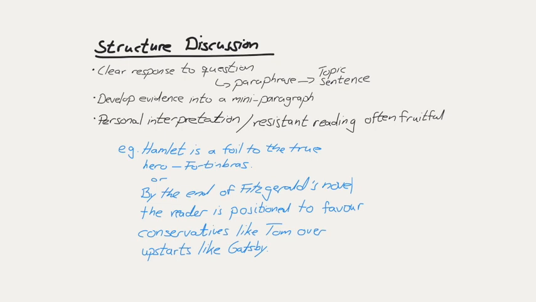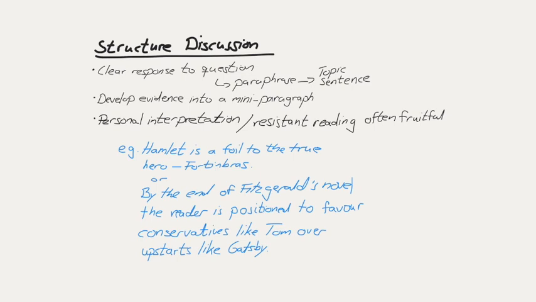It is important to have a personal interpretation, because if you look at the marking grid, you'll see that personal interpretation is important here. And it's often fruitful to have a kind of resistant reading here, so that you don't necessarily go for the mainstream ideas. But maybe, for instance, you could explore that Hamlet is a foil to the true hero of the play, Fortinbras, because that's unexpected, that's not the mainstream reading of the play, but it's certainly something that you could explore in quite an interesting way.